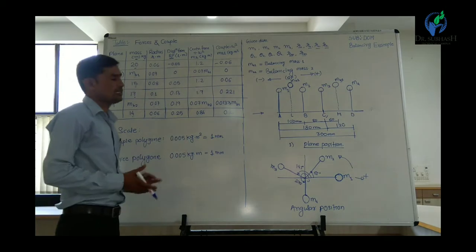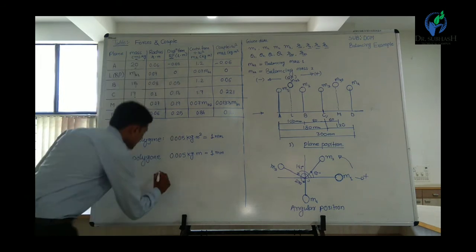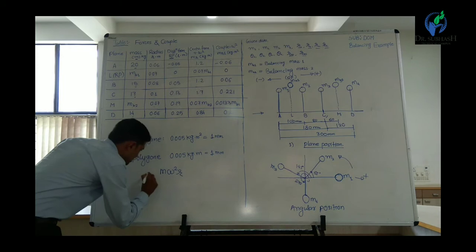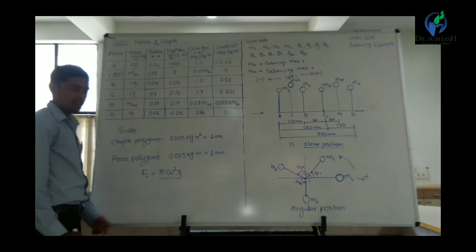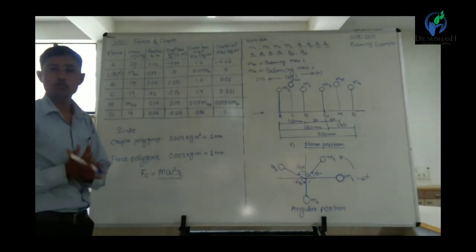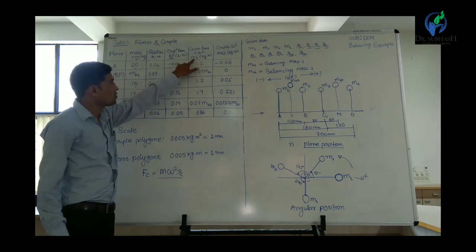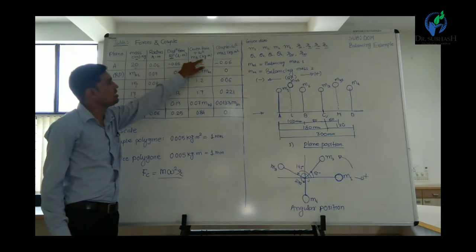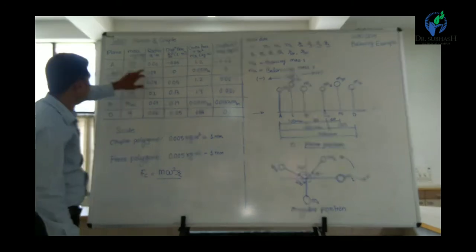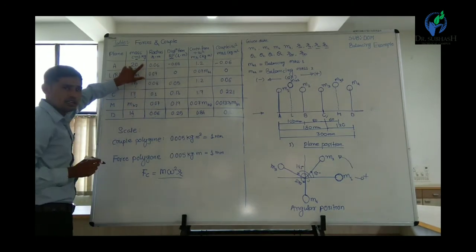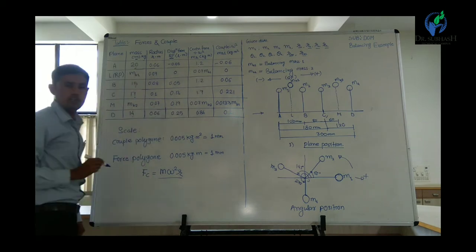Now the next column is the centrifugal force. The general equation of centrifugal force is Fc equal to m omega square r. But to simplify the calculation, we consider m r, that is, the centrifugal force divided by omega square. So m r is the notation for centrifugal force, and the unit is kg meter. It is nothing but the multiplication of mass and radius. Here the mass is 20 kg and the radius is 0.06 meter. If you multiply these two values, 20 into 0.06, we get 1.2 kg meter.